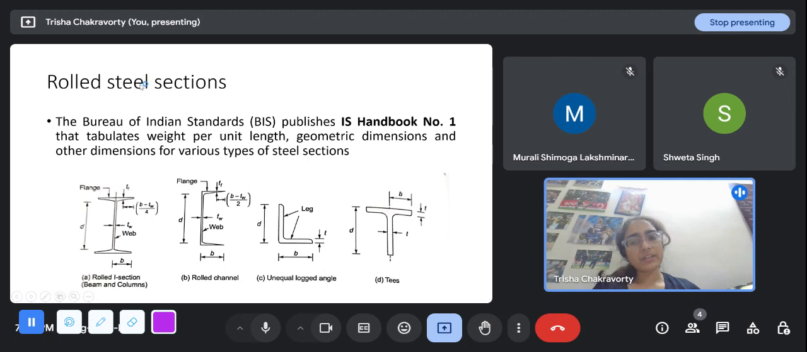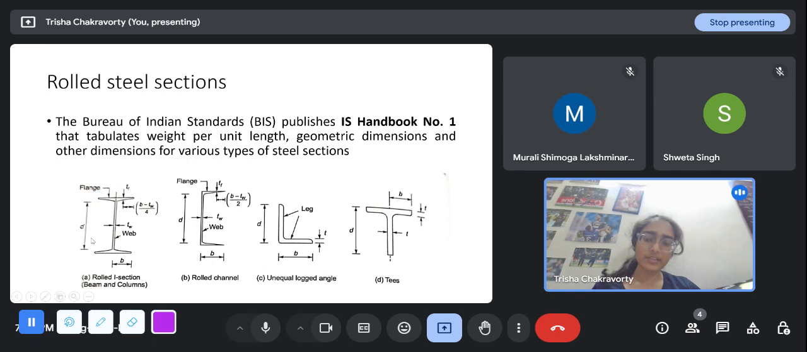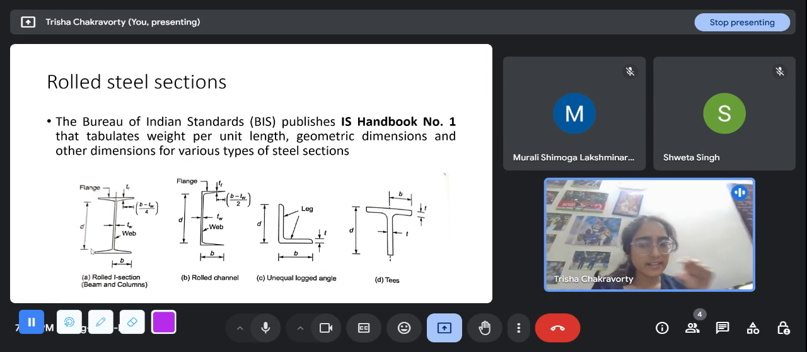And unlike in concrete, where we use rectangular or square sections of dimensions, whatever we feel like giving, in steel, the Bureau of Indian Standards (BIS) publishes an IS handbook number one that has lists of a large number of steel sections of fixed dimensions, for example, this I section, this joist. There are ISMB 200, where the depth D is 200, ISMB 250, 300, 350. Each of the sections has a designated name based on one of its dimensions.